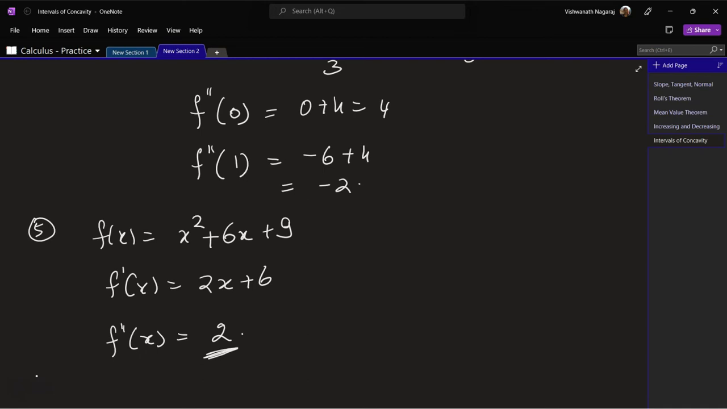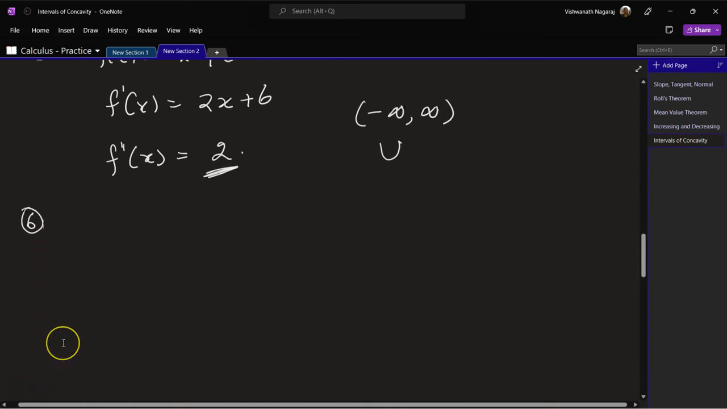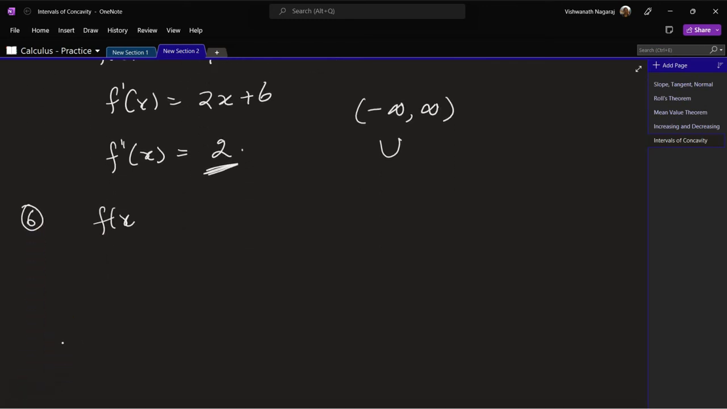So which means that the interval is minus infinity to infinity, and in this interval it is concave up. Now let's look at the sixth one. f of x is equal to minus x square by 2 plus 3.